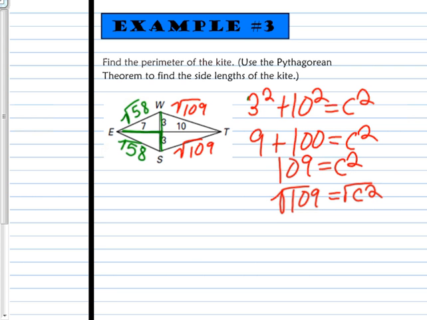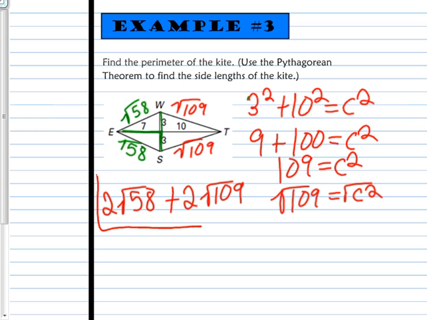So I have square root of 58 plus square root of 58, which I have 2 of those, so I now have 2 square root of 58 plus the square root of 109 plus the square root of 109, so 2 of the square roots of 109. And this is my perimeter. Now, if you used a calculator and found what the square root of 58 was, that's perfectly fine. But you did not have to go that far. You could have left it as a square root.